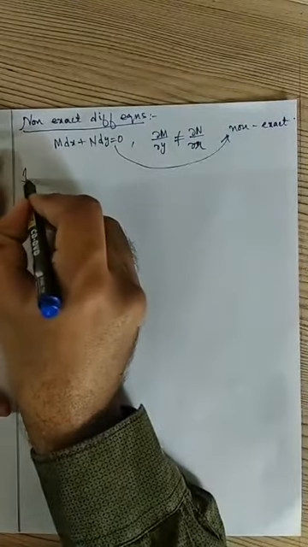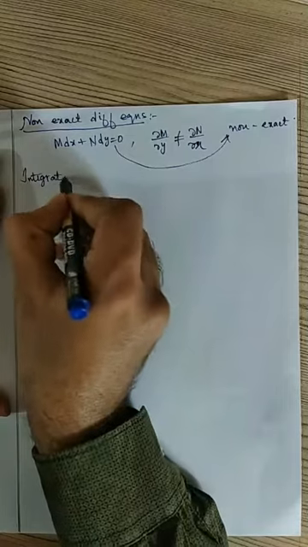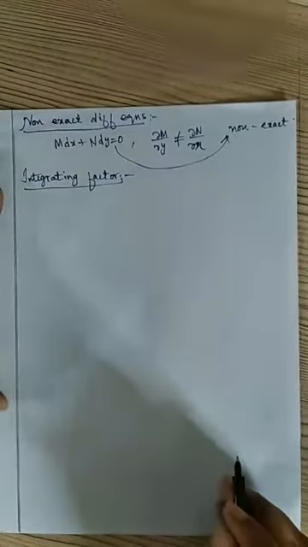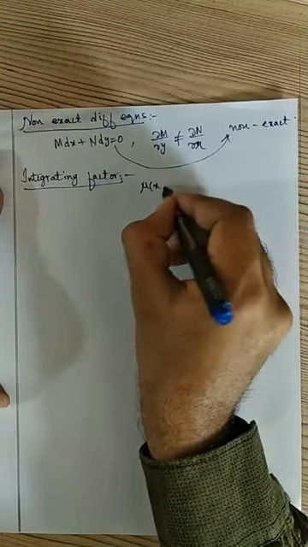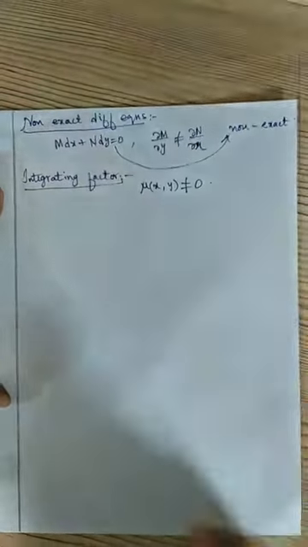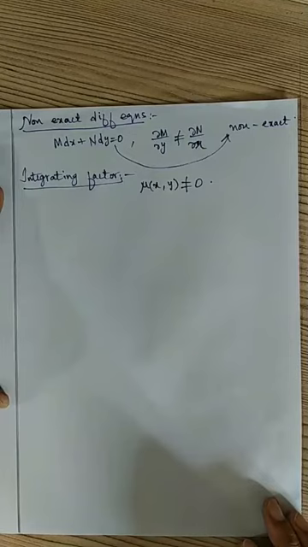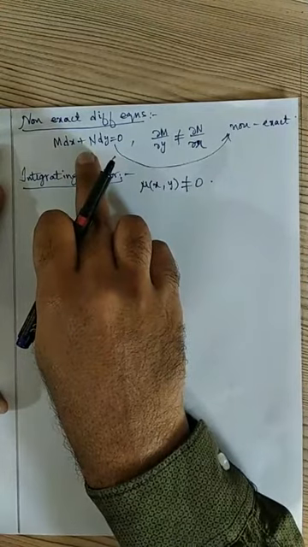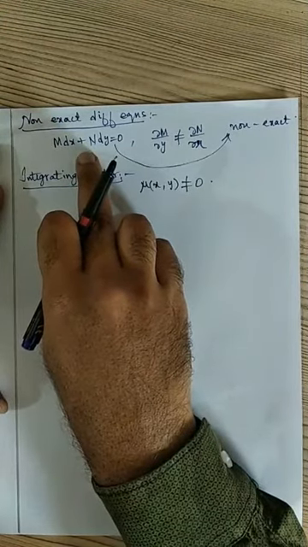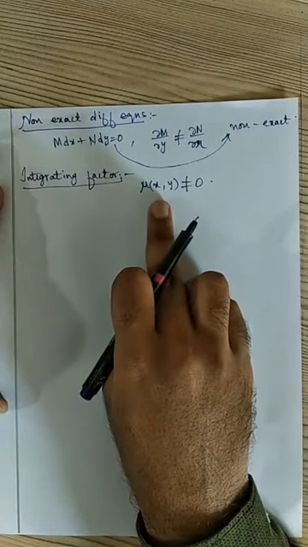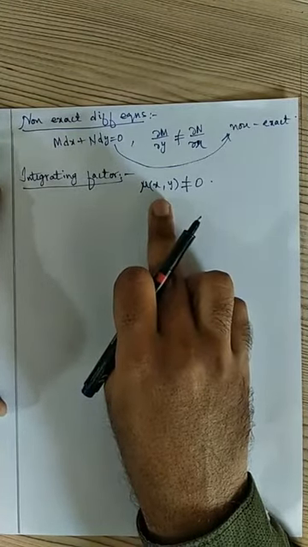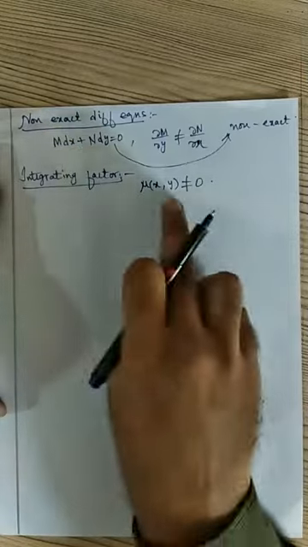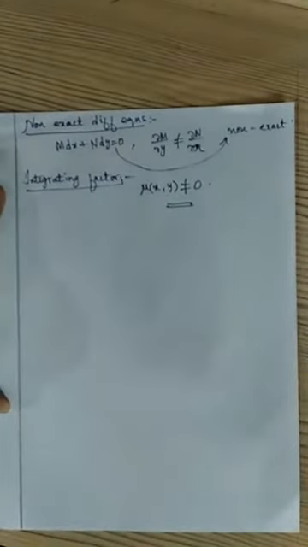Now I need to know what is the meaning of integrating factor. It is a non-zero suitable function mu of x comma y, not equal to 0, with which if you multiply the given non-exact differential equation, that will turn out to be exact. If you multiply this function with the given non-exact differential equation, then that will become exact. Such a function is called an integrating factor.